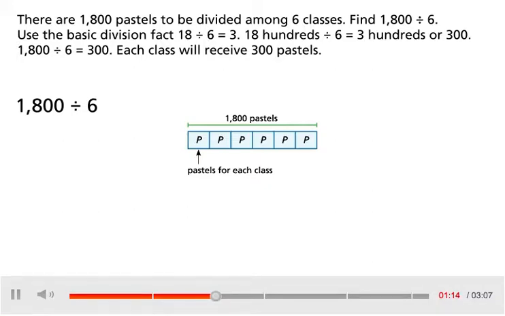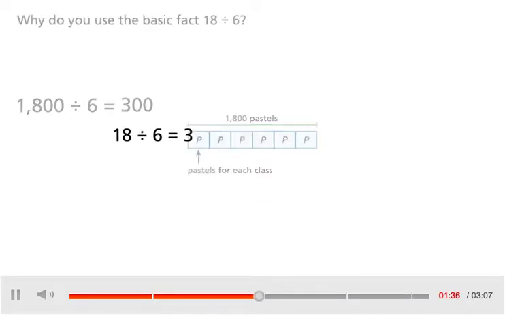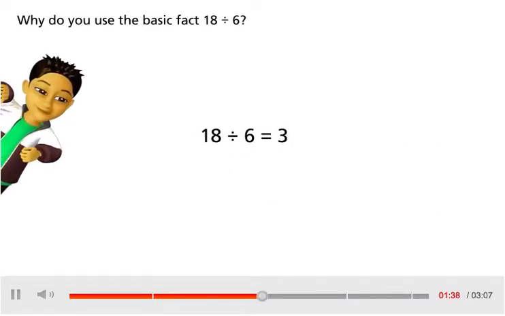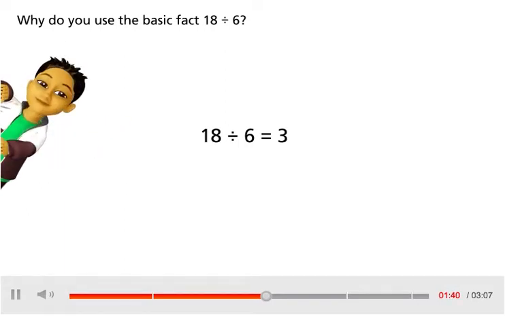Use the basic division fact 18 divided by 6 equals 3. 18 hundreds divided by 6 equals 3 hundreds, or 300. 1,800 divided by 6 equals 300. Each class will receive 300 pastels. Why do you use the basic fact 18 divided by 6?